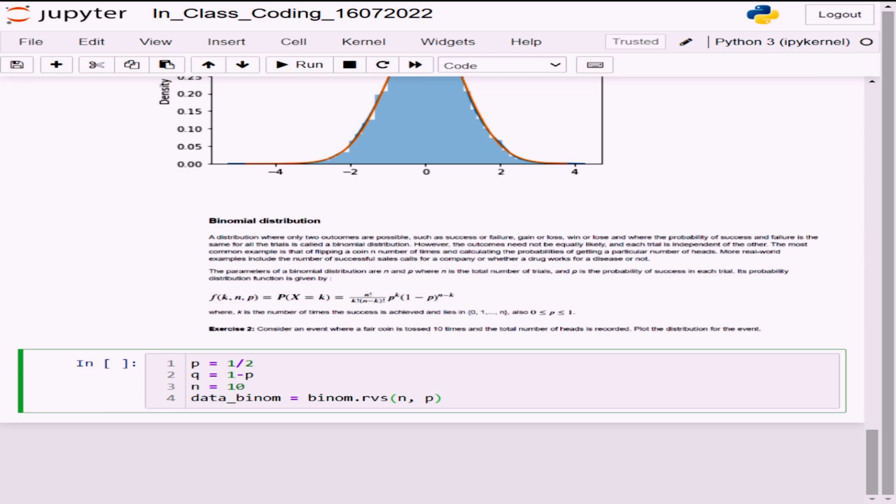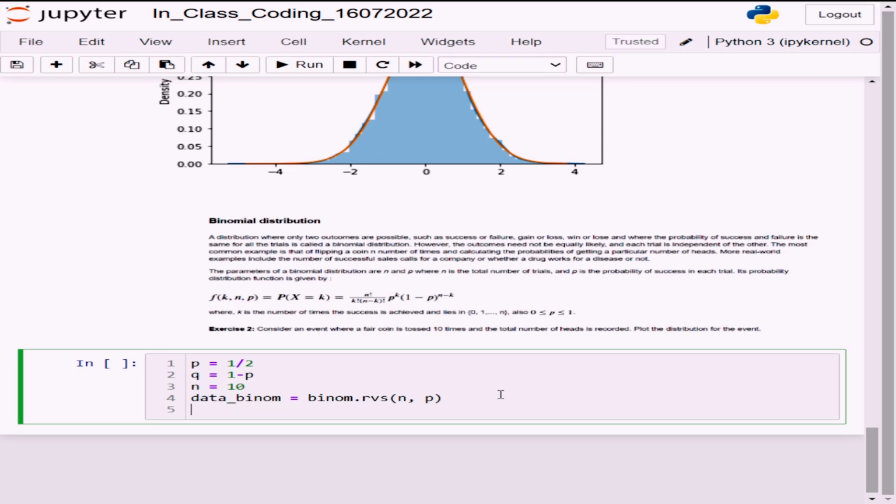Okay, so N is the number of things. Again, this experiment can be repeated any number of times. So N comma P is what I want to say. Then let's try to visualize the data directly by calling sns dot distplot. In the distplot, plot only the data which we have created, data binomial.